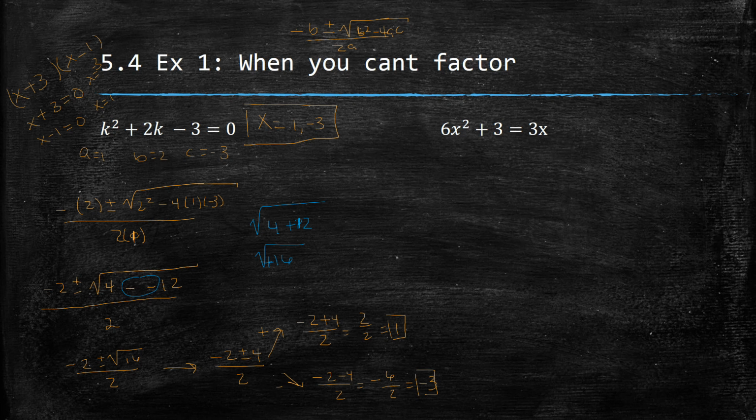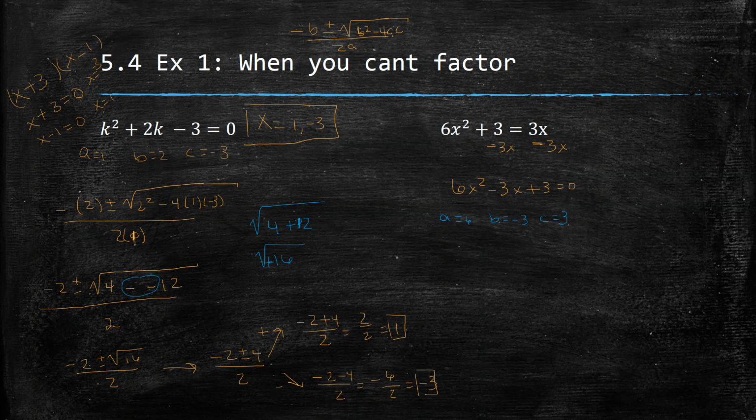Okay, so factoring or the quadratic formula either will work for these examples. Here in the second one, it's not in standard form, so our x is on the wrong side, so in order to move it, we have to subtract it, so minus 3x on each side, which will give us 6x squared minus 3x plus 3 is equal to 0. A is equal to 6, B is equal to negative 3, and C is equal to 3.